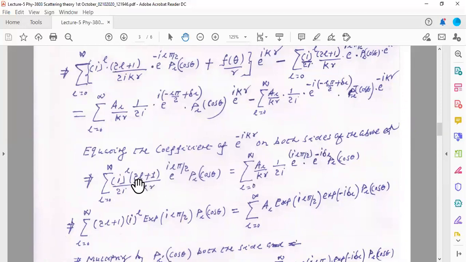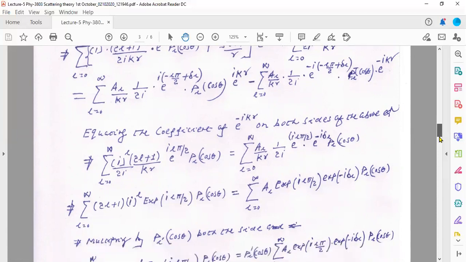So we'll have (2l+1) i to the power of l e to the power of i l pi by 2 P_l cos theta, we get it here. And that is equal to, now, A_l, because 2i kr is cancelling, e to the power of i l pi by 2 exponential of minus i delta, and this is P_l cos theta. So this step we got it. This is simple. You can understand this simplification.